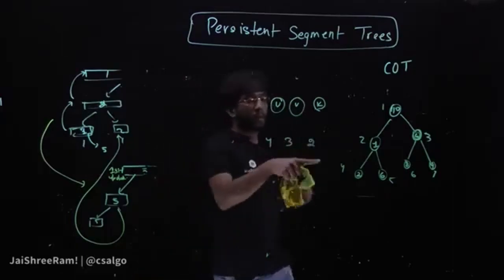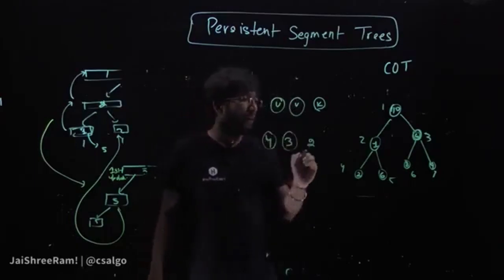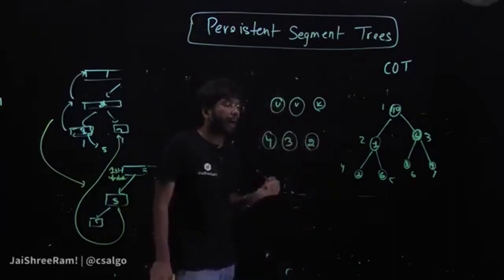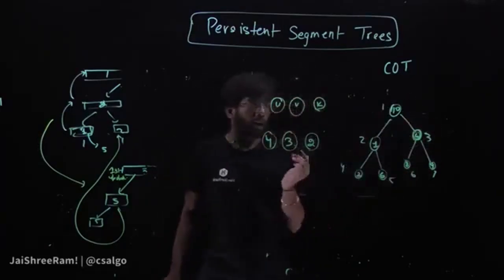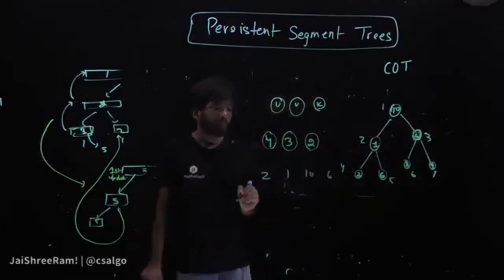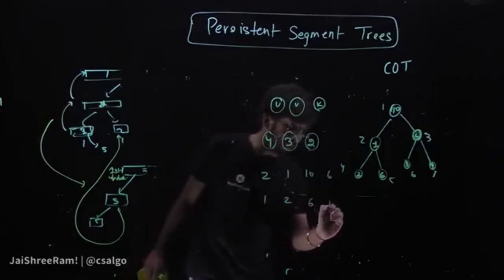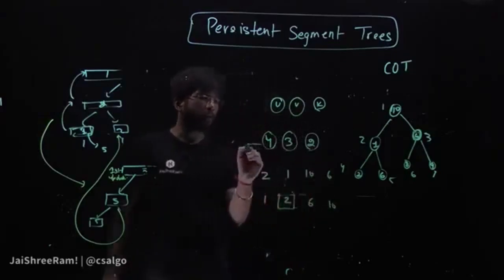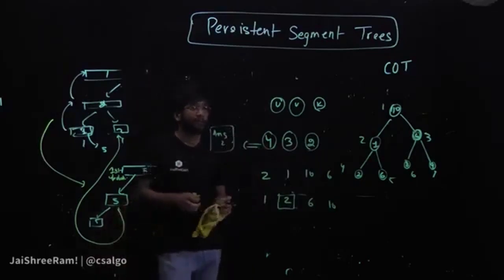So 4, 3, 2 means that on the path from node 4 to node 3, we need to print the second element in the sorted order. So what that means is, first of all, we need to see all the elements that are present on the path from 4 to 3. The elements are 2, 1, 10 and 6. So we need to sort them first. The sorted order would be 1, 2, 6 and 10. And now the second element in this is 2. So the answer to this query would be 2. It's as simple as that.